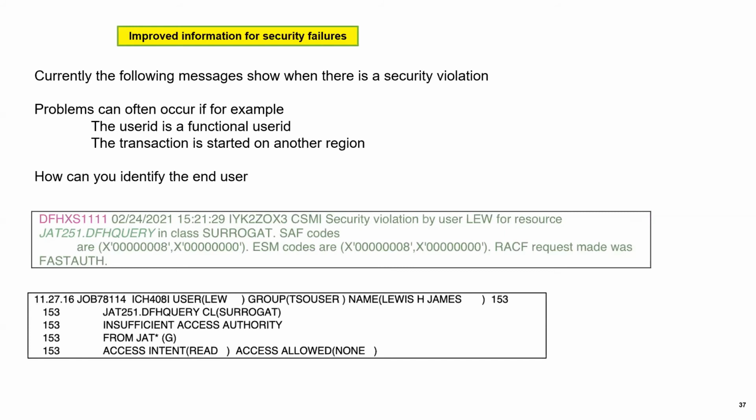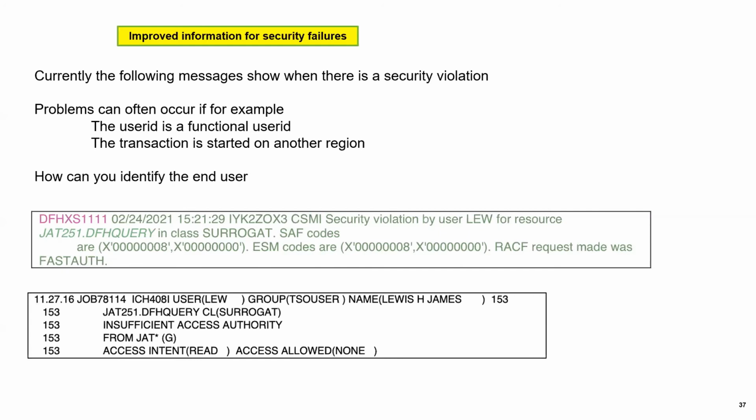But there is more of a problem nowadays because things are really multi-region. A lot of use is made of web services and other request APIs coming in over functional user IDs, and transactions can be routed all over the place, often automated, so you don't know where requests are going to. And the problem is, how do you identify the end user? Obviously, you can see what something needs authority for, but you don't just want to grant authority. You need to know a lot more information about it.